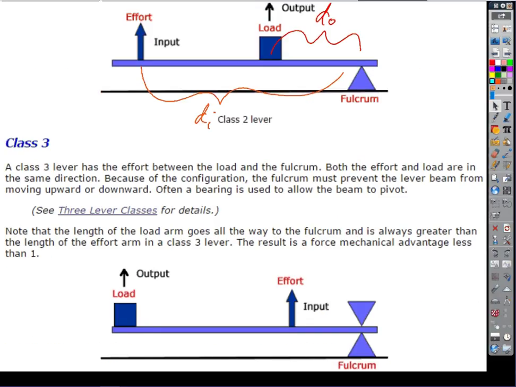Okay, what's this do? Well, this time the fulcrum is still at one end, but we're flipping the output and the input, right? So this time we've got the input in the middle and the output is at the other end. So what's an example of that?